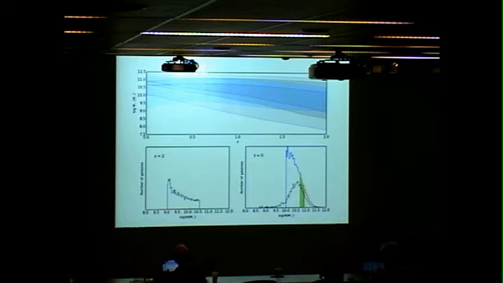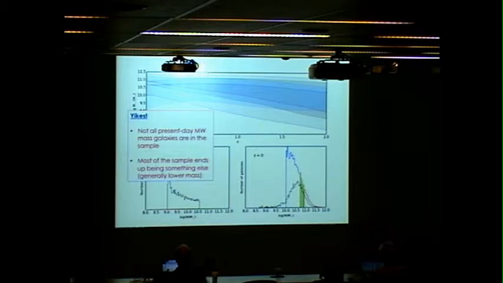Quantitatively, we may not have the degree of this right, and I'm the first person to admit that, but I'm simply telling you guys, this qualitatively happens, and it's happening to all of these analyses. And we do have to think about what the analyses mean. And nobody says yikes anymore, so I figured I'd put it on a slide. Yikes! Right? This is not good. I don't get all the present-day Milky Way mass galaxies in the sample, and most of my sample ends up being something else by the present day.